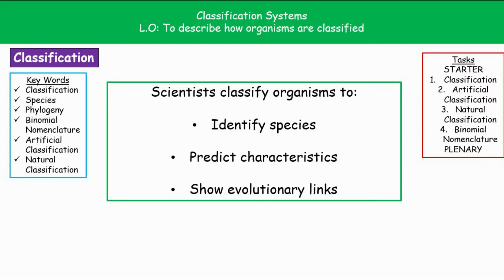Secondly, we can predict characteristics of any organisms within that particular group because they share those common characteristics. And thirdly, it allows us to show evolutionary links. So what that means is we can look at all these different organisms and then piece together almost like a planetary family tree of how different species are interconnected in their histories and their evolutionary paths.